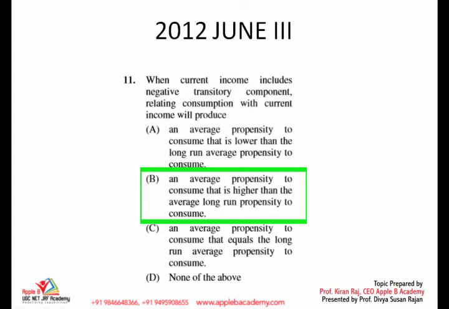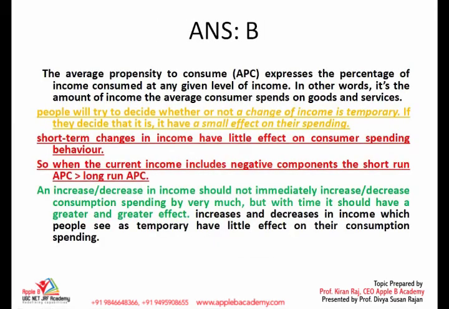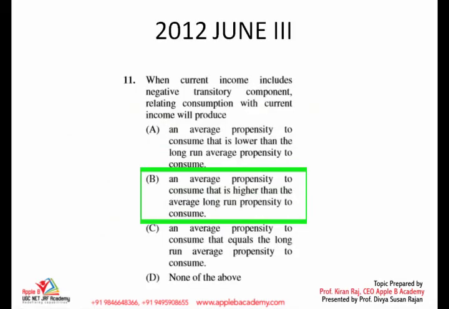Now, in the transitory component, what did we say? We had insisted on the fact that changes with respect to the transitory component will not lead to a change in consumption pattern. So, the answer is going to be B, that is the average propensity to consume expresses.